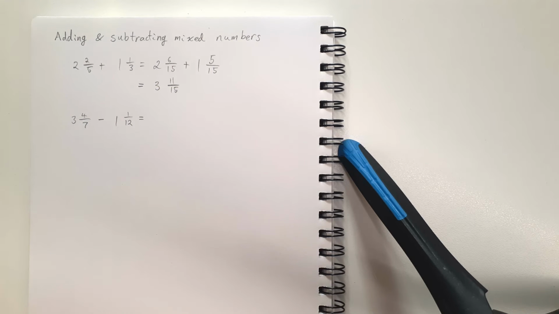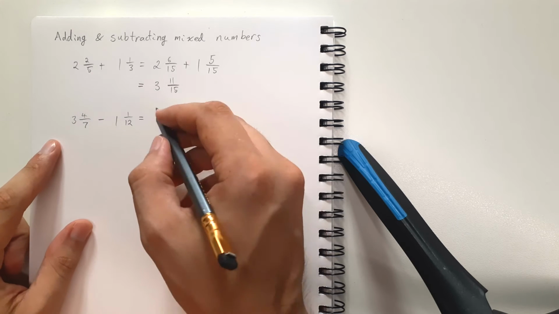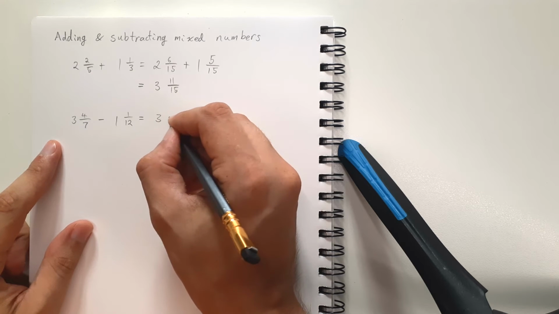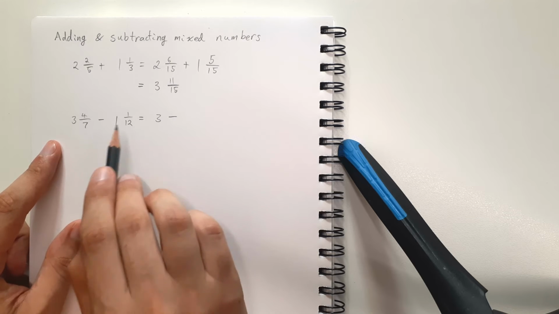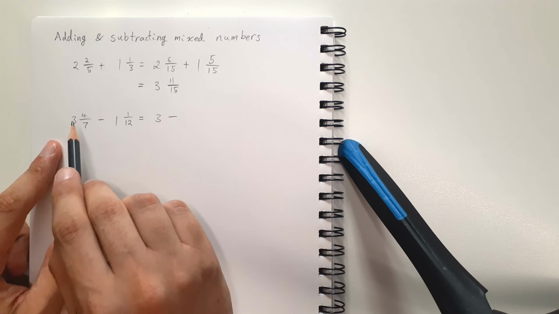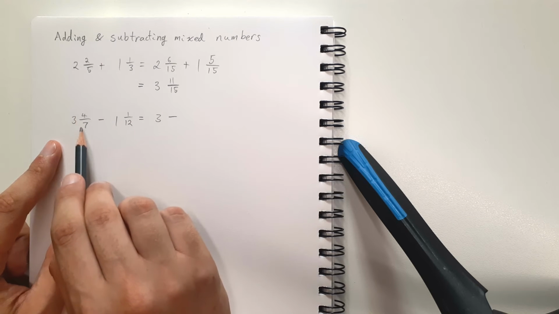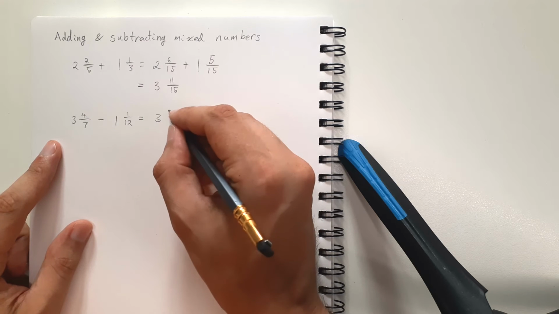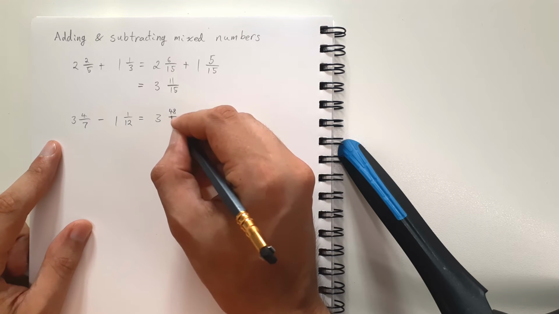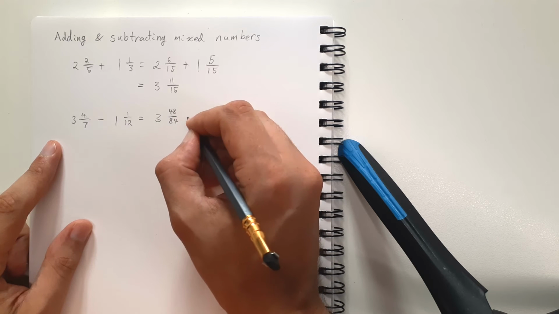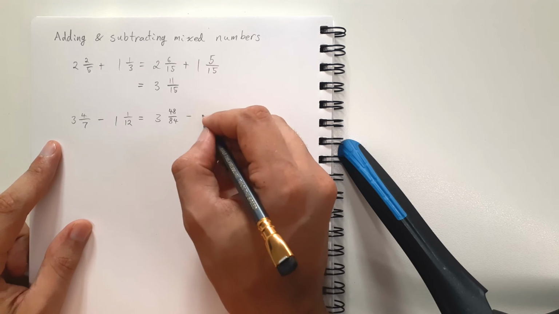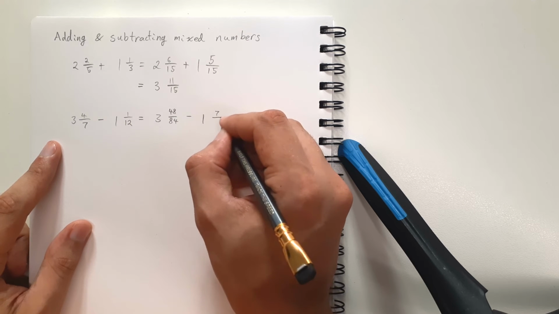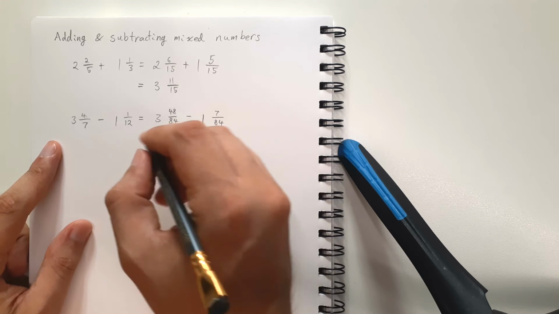So again, just like before, I need to change these to have a common denominator. So I have 7 and 12 as my two denominators. 7 times 12 is 84. So I'll multiply by 12 on the top and bottom here. So we have 48 on 84. And then I'll multiply by 7 on the top and bottom here. So we have 1 whole and 7 84ths.